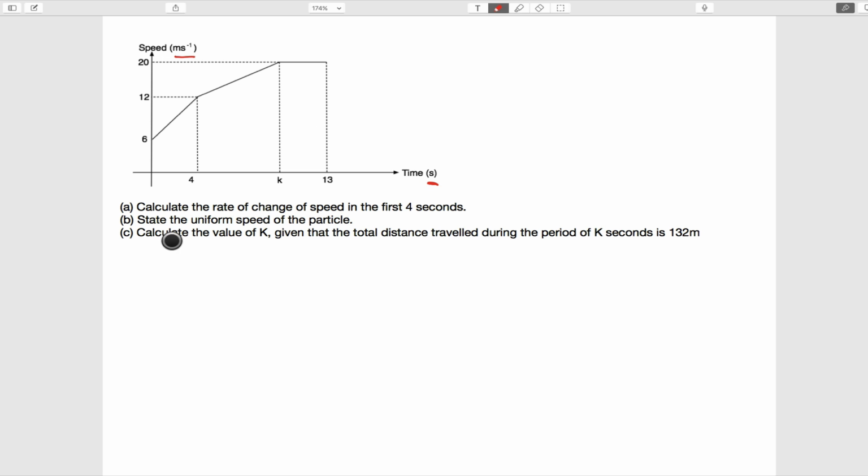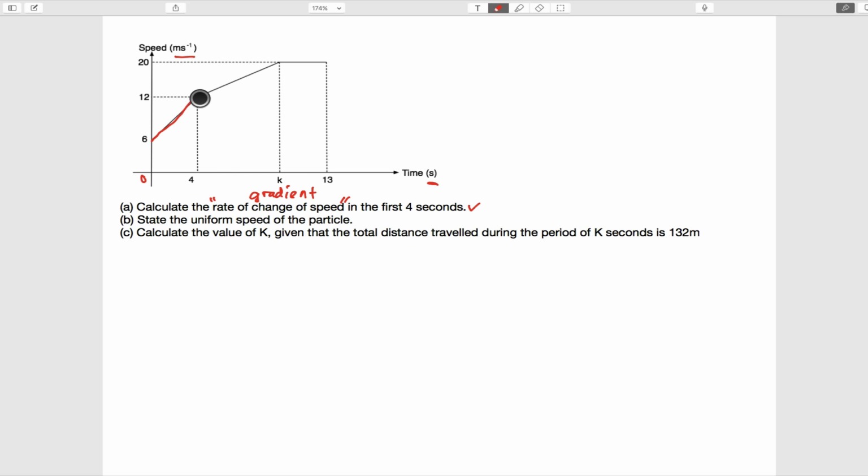Alright, so from here, part A asks you to calculate the rate of change of speed in the first 4 seconds. Whenever I say first 4 seconds, it means from 0 to 4. That means in part A, the question actually wants to find the gradient, because the rate of change of speed actually means the gradient. So I want to find the gradient for the first 4 seconds.